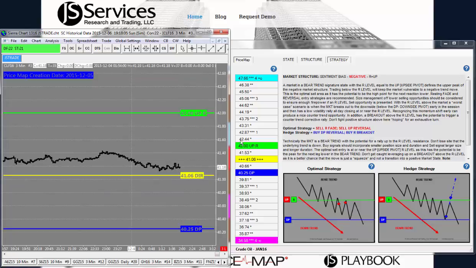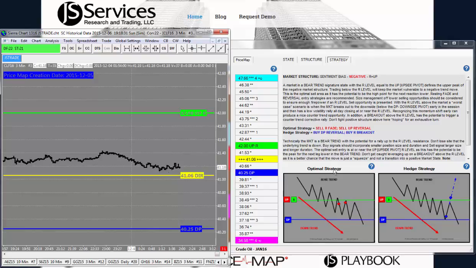We know our upside pivot is at 42 even. That's our optimal sell area. We know that this is the lower structure point, so this represents here. So we have a clear picture of where the current price action is within the market structure. We're going to be watching price structure within market structure.